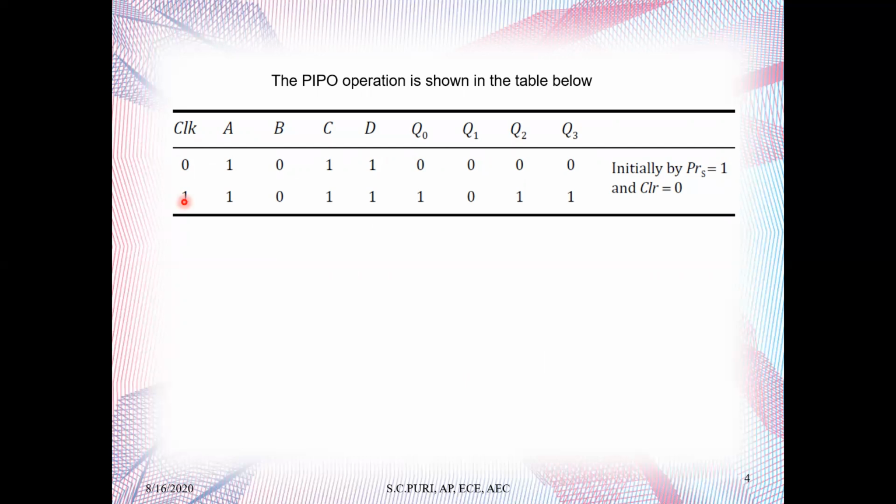As soon as the first clock is triggered, you see, simultaneously you get 1011, provided by this ABCD input. So there is a delay of t seconds, that is one clock pulse.